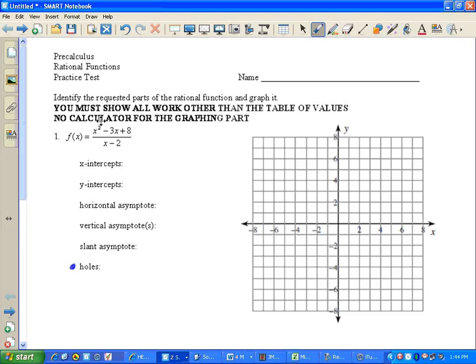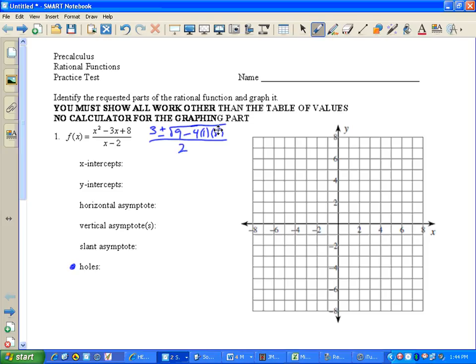Well, this top, if I try to factor it, 8 can only be 1 and 8, or 2 and 4. No combination of those is going to be -3, so I'm going to use the quadratic formula. I'm going to have 3 plus or minus the square root of 3 squared, which is 9, minus 4 times a, which is 1, times c, which is 8, over 2 times a, which is just 2.